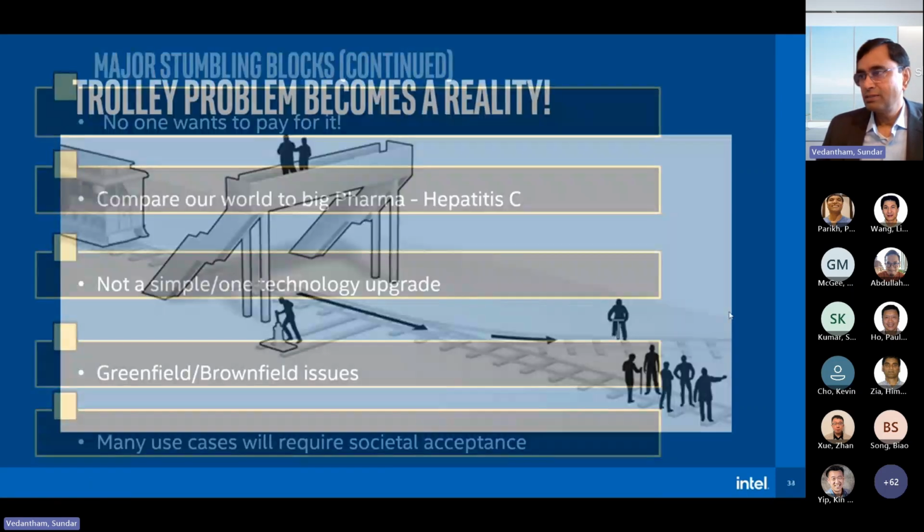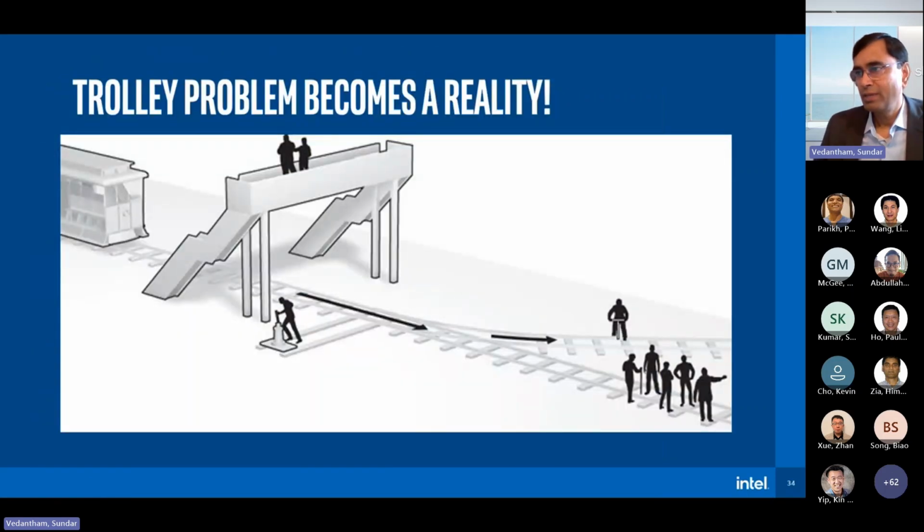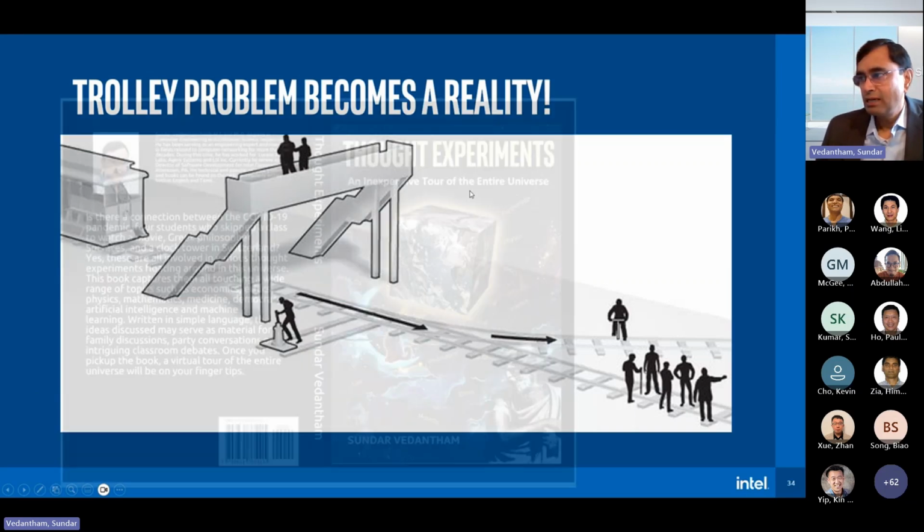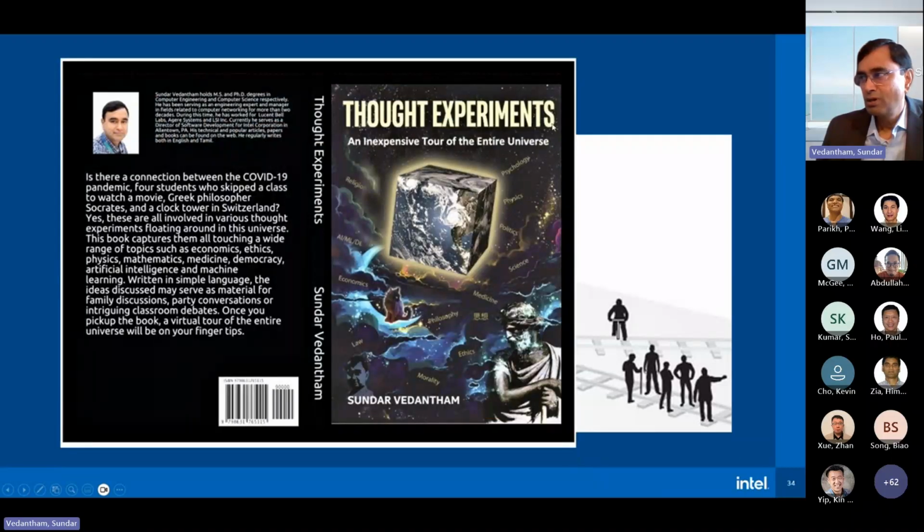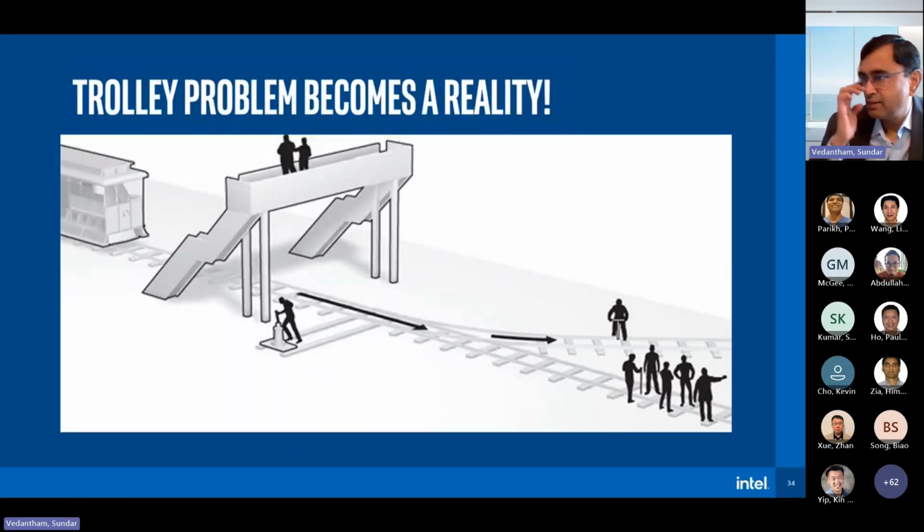So there is just one thing that I can mention. You might have heard about this trolley problem. This becomes a reality. So I actually wrote one book called Thought Experiments that talks about this and many other related ethical dilemmas. So we won't go into a lot of detail. You can buy the book. Again, I'm not making any money off of it. All the money goes to charity.